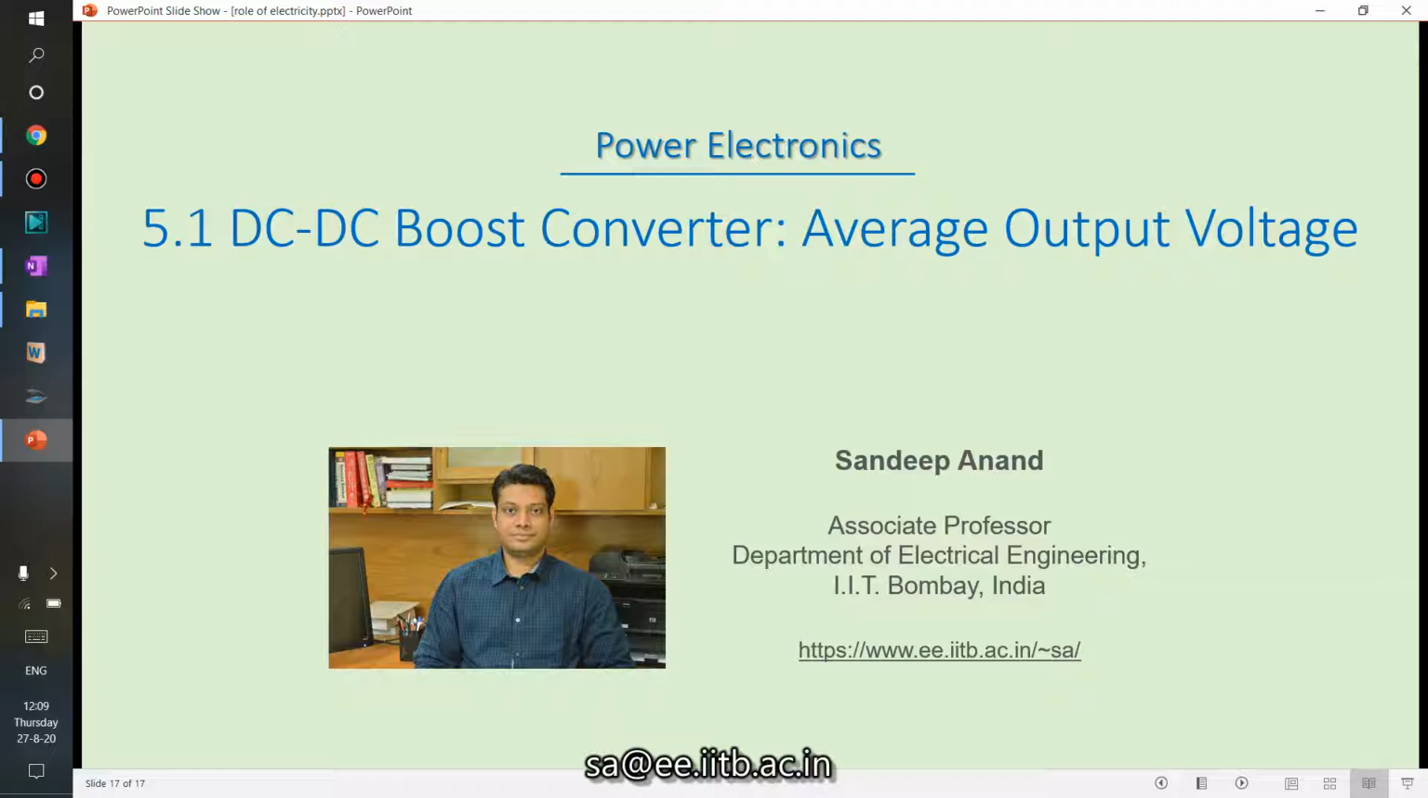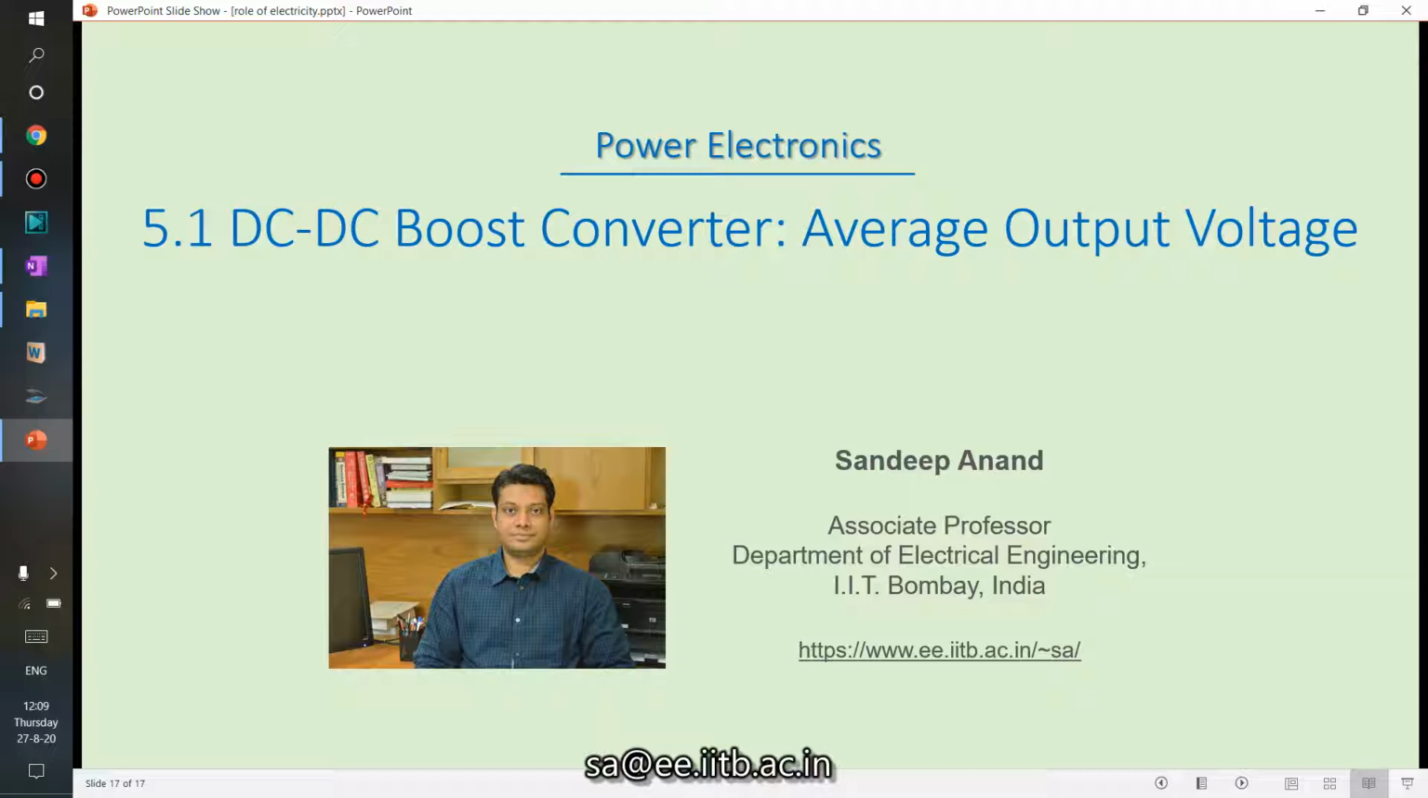Hello, in this video we are going to talk about the DC to DC boost converter. We have already seen the operation of the DC to DC buck converter, which was used to reduce the voltage. So if you have a high voltage source and your load requires a low DC voltage, then you can use a DC to DC buck converter. It would reduce the voltage to a lower value.